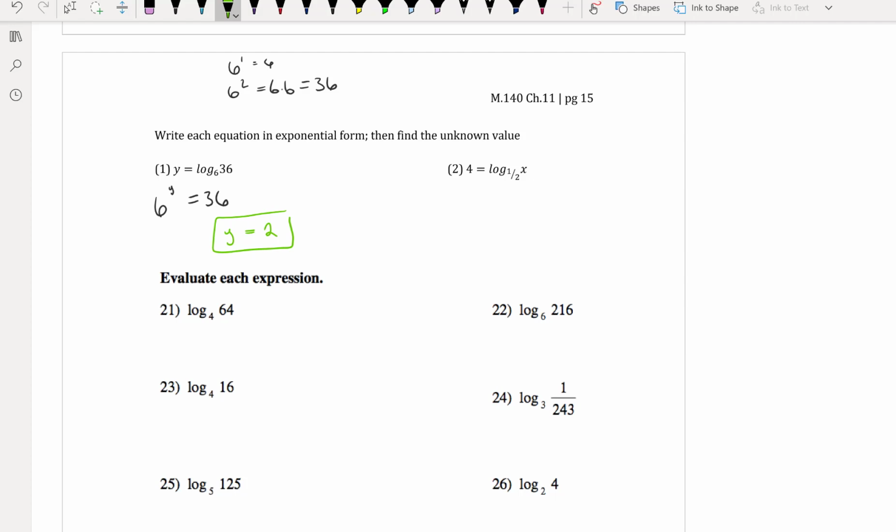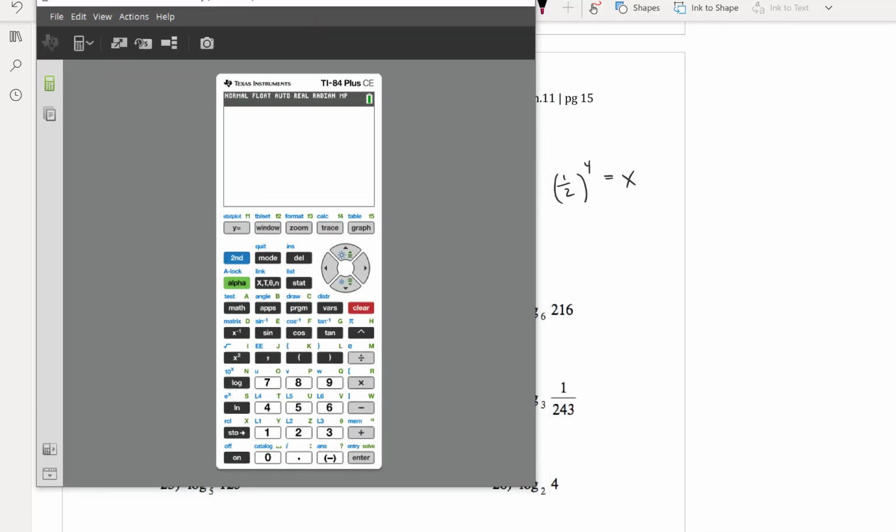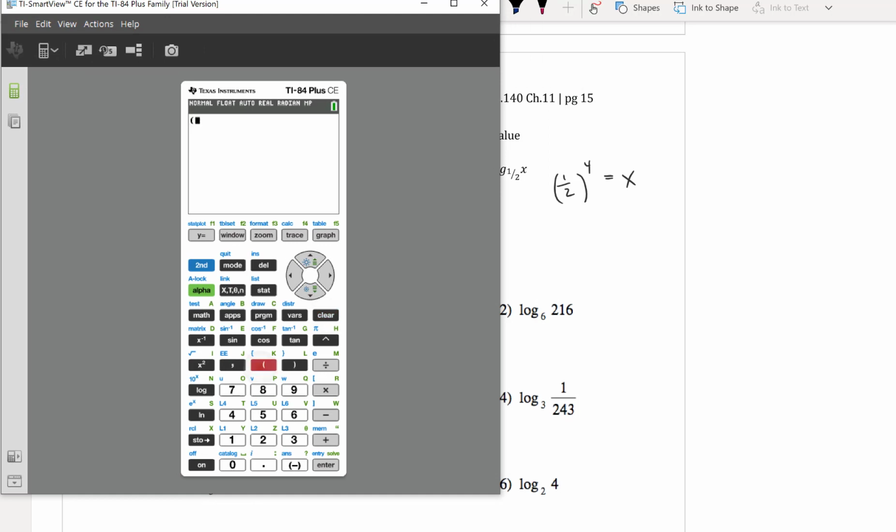Okay. Now let's look at number 4 then. For number 4, I have 1/2 to the 4th power is equal to x. So I'm going to plug that into my calculator. So I'm going to have my 1/2 to the 4th power. Now I'm going to get 0.0625. If I want to change it into a fraction, I could. That's 1/16. So it's 1/16 or 0.0625.